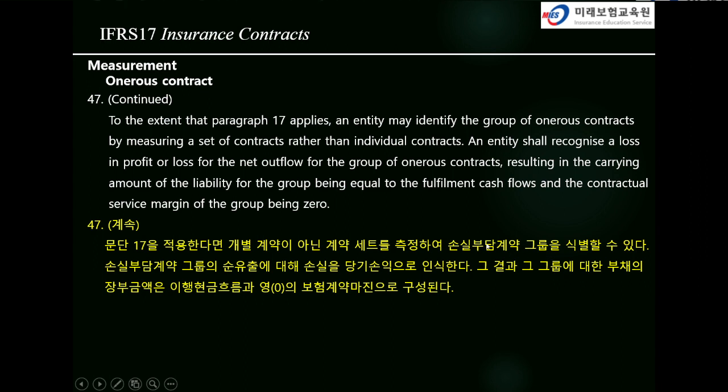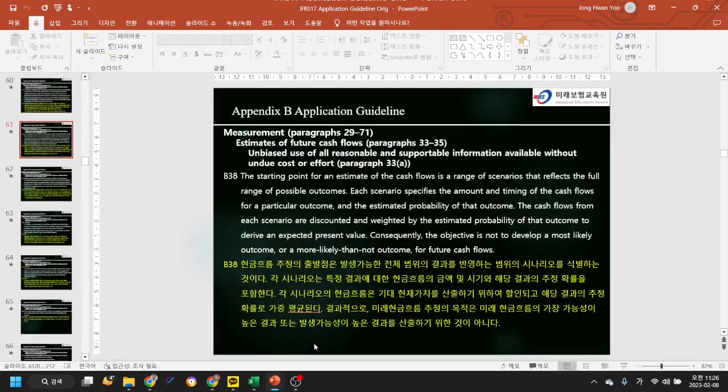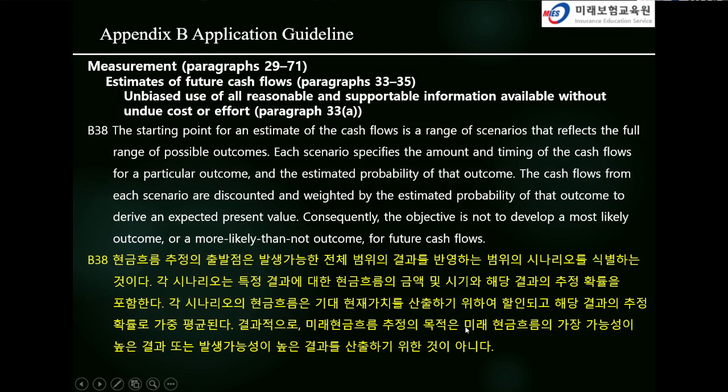And another thing that I really want to share with you guys is how we can interpret building block one, the estimate of future cash flow, especially the most important characteristic or criteria. The estimate of future cash flow shall be unbiased. Okay, and this is Appendix B application guideline, and you can have a look at this. It has also the translation version in Korean, but I just want to go through the English, and you guys can have a look at the other set of video where I interpret the standards and application guideline.